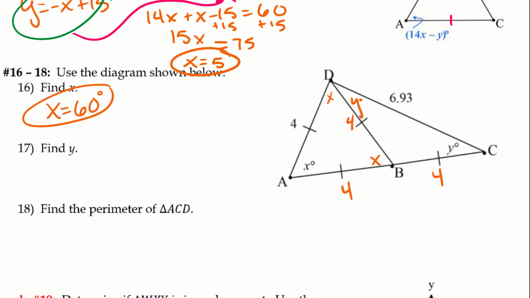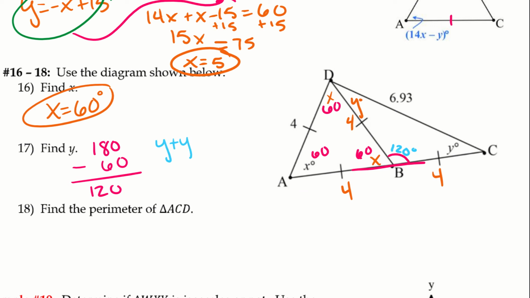Alright, now we want to find y. So I'm going to go ahead and write 60 above each of these. So y, I have two y's, but I need to know what this angle is here. We have a straight line, so I can take 180 and subtract 60. I now have 120, so I know this angle is, let's use a different color, 120 degrees.